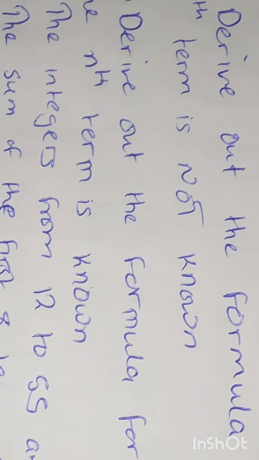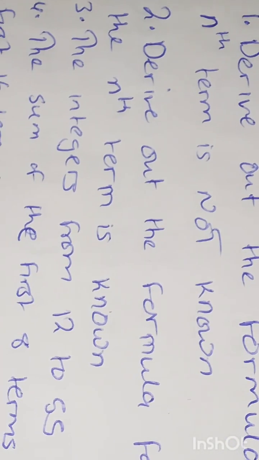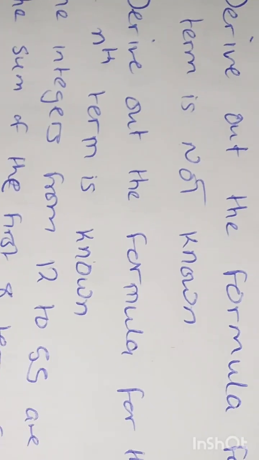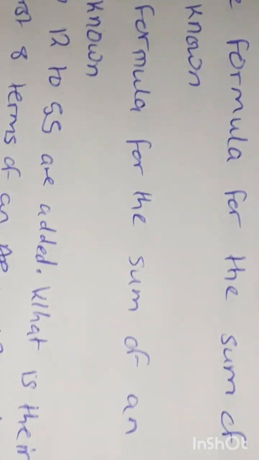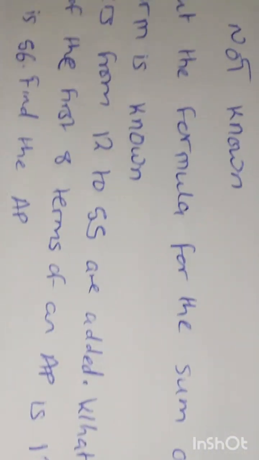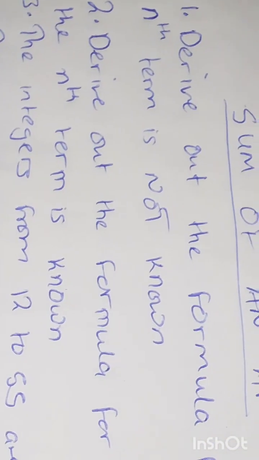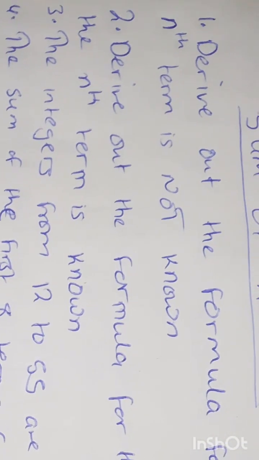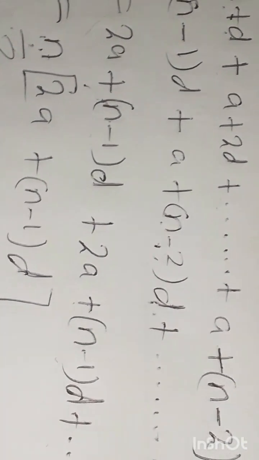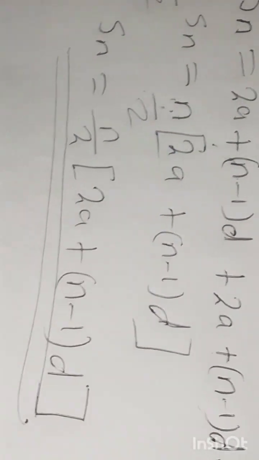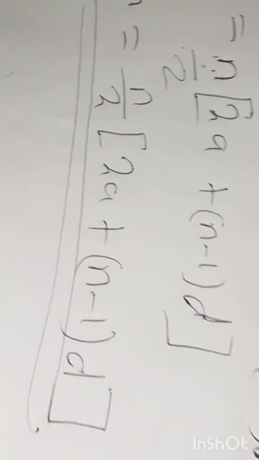So let's now look at our second question. Our second question is saying derive the formula for the sum of an AP if the nth term is known. So suppose you know the last term. How can you derive the formula for an AP? For the first question, we did not know the last term. Now the second question is saying the last term is known. So let's go direct to the question.